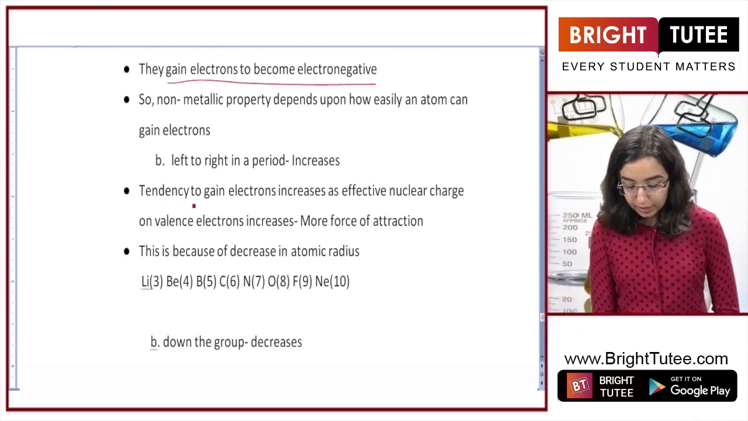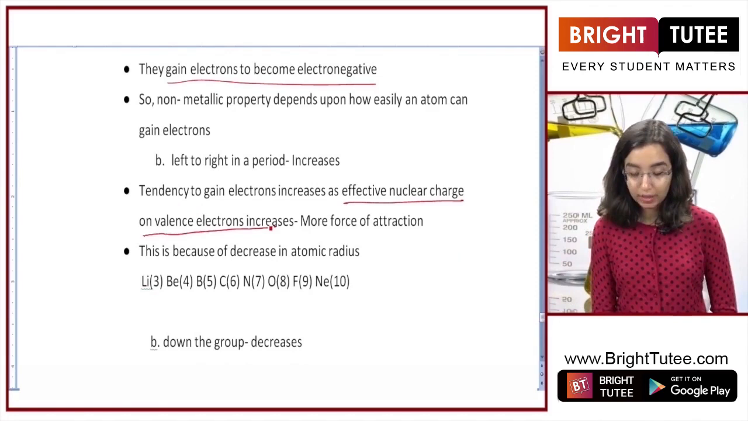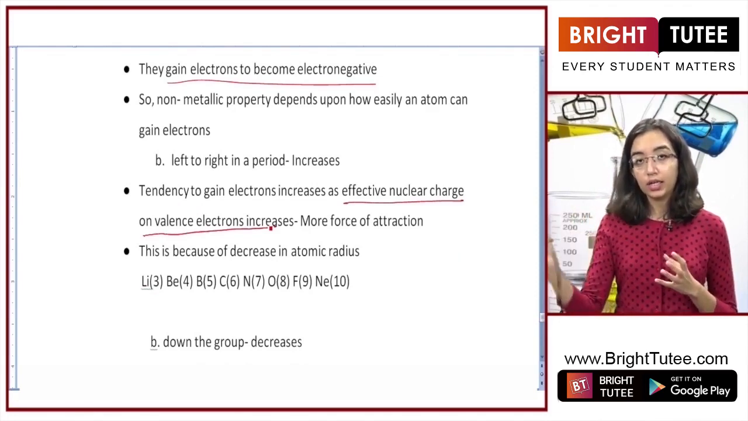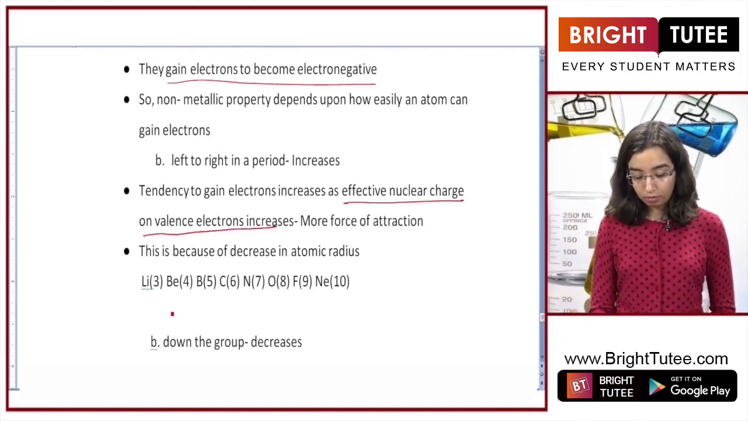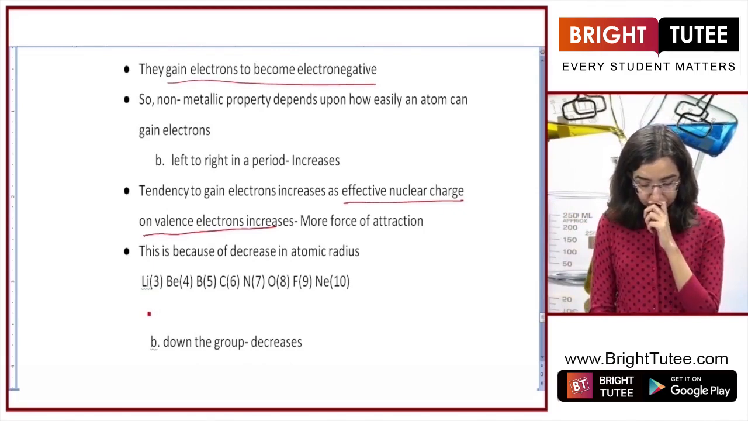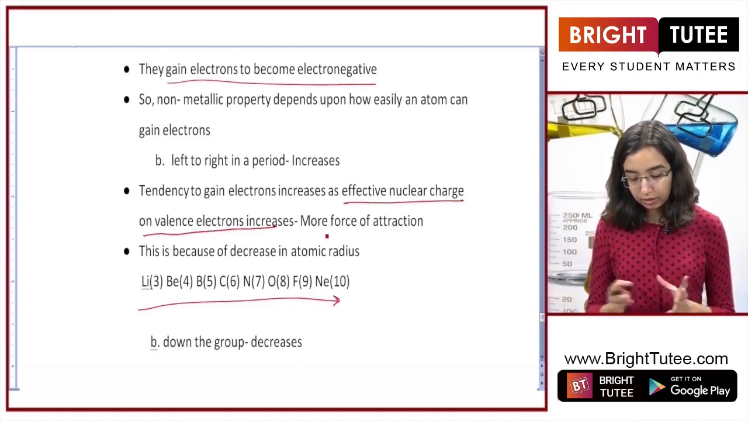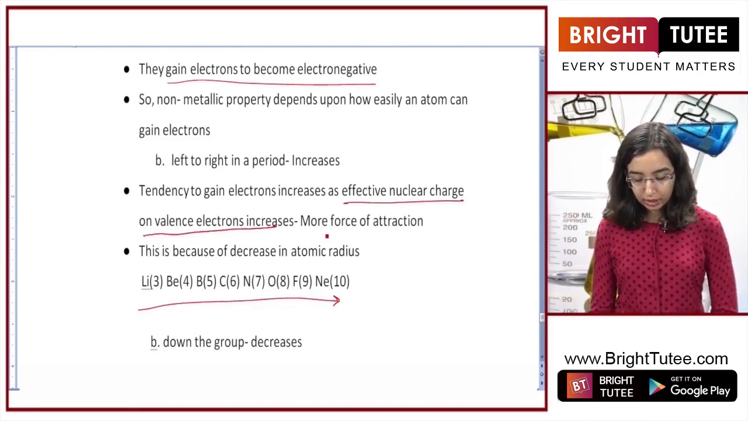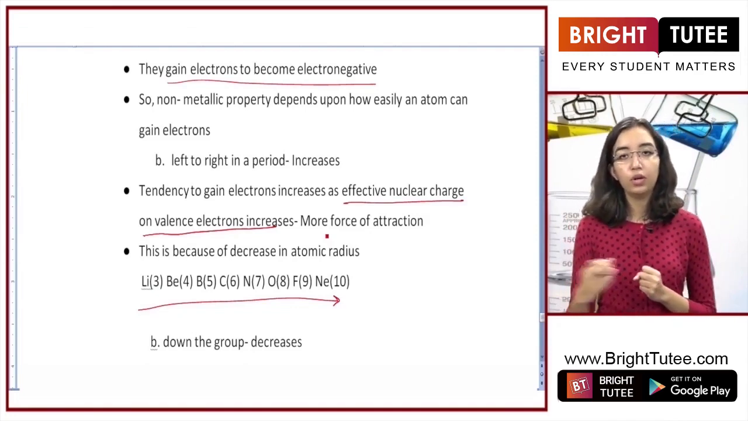So the tendency to gain electrons increases as the effective nuclear charge on the valence electron increases. Now the nuclear pull is increasing, and that is why it can attract a new electron from outside with a better force, and that is why when we move along a period, you see that the non-metallic character increases. So because there is a greater effective nuclear charge, there's a greater force of attraction with the new electron that you want to take, and also because the atom has become smaller, it can exert the pull better.